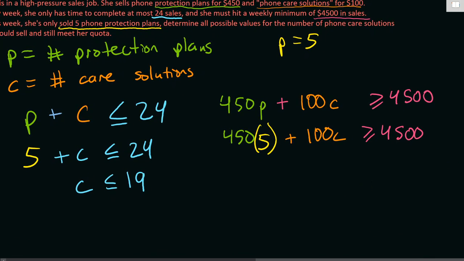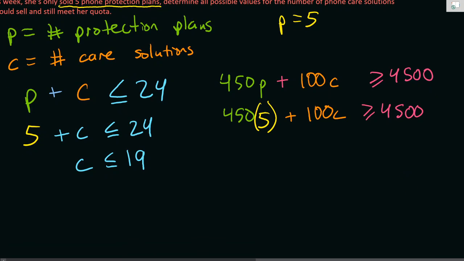So let's go through. 5 times 450. Let's see. 4 of those would be 1,800. So 5 of them will be 2,250. Mental math trick I did there, by the way, was doubling 450 twice. Doubling is 900. Doubling again is 1,800. And then 1,800 plus 450, plus 100C greater than or equal to 4,500.